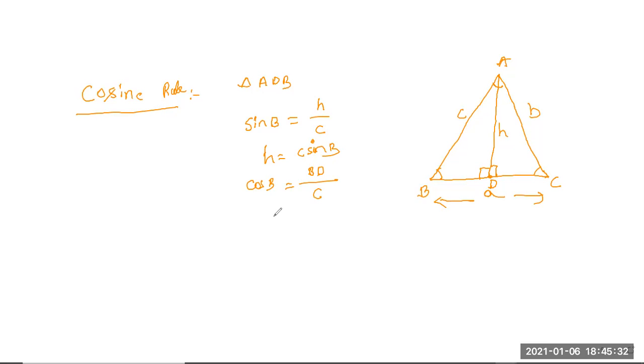Sir, you told this is a perpendicular ray. Yes, this is perpendicular. It is not the median, it is not half. It is altitude. So BD is equal to C cos B. So these are the two things you got.